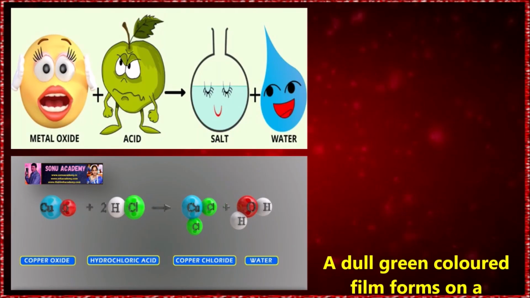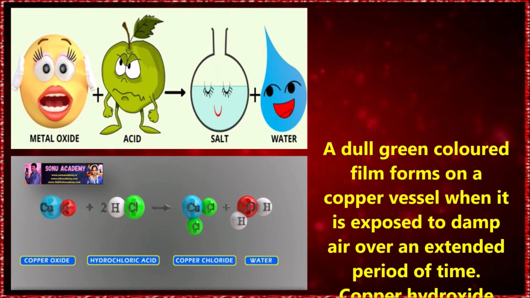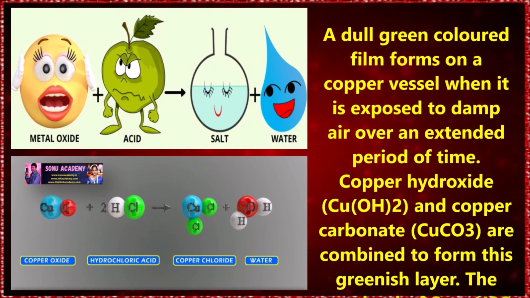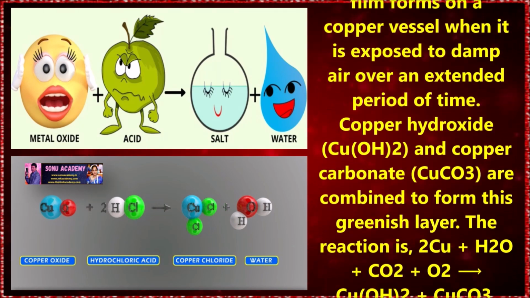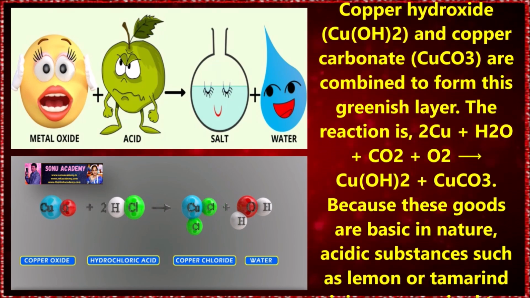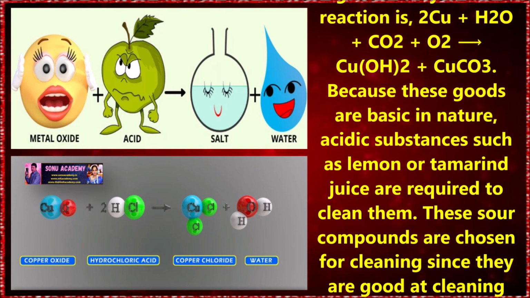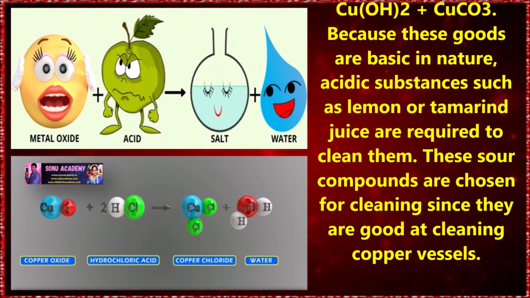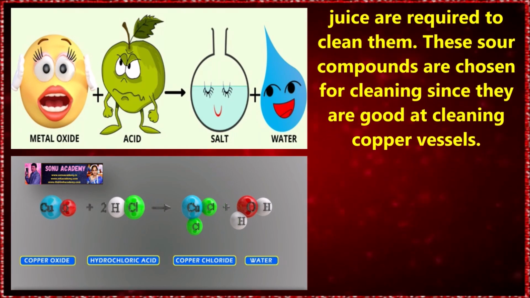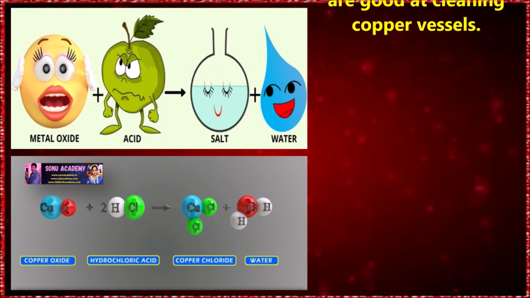Lime juice to clean copper vessels. Children, a dull green coating forms on copper vessels when they are exposed to damp air over an extended period of time. Copper hydroxide and copper carbonate combine to form this greenish layer, and the reaction is as follows. Because these compounds are basic in nature, acidic substances such as lemon or tamarind juice are required to clean them. These sour substances are chosen for cleaning since they are good at cleaning copper vessels.